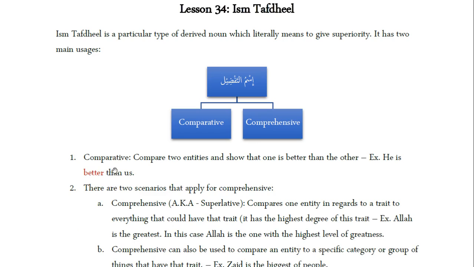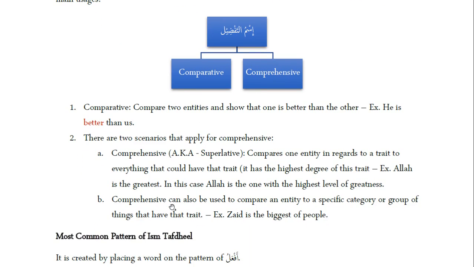So comparative. What's happening here is that you're comparing two entities and showing that one is better than the other. An example of this in English is, he is better than us, right? We're comparing him to us, right? These entities are now being compared, and it's clear that he is better than us, right? So when it comes to comprehensive, which is quite different, there are two scenarios that apply for comprehensive.